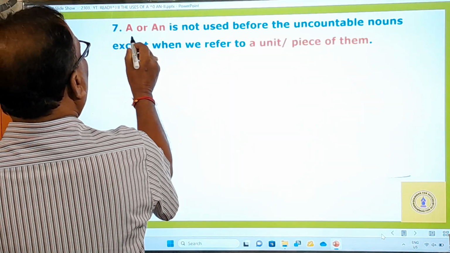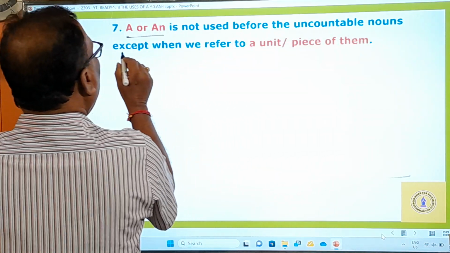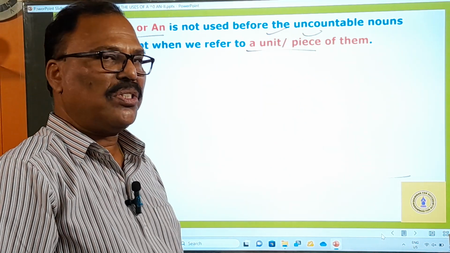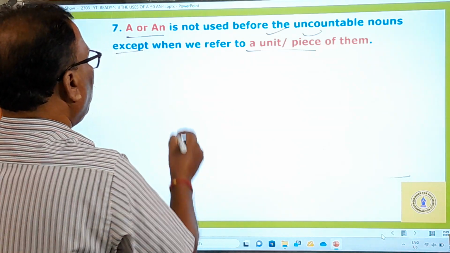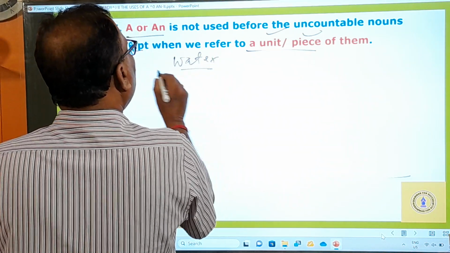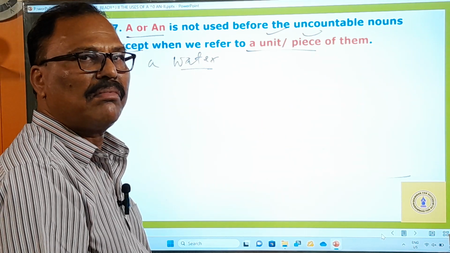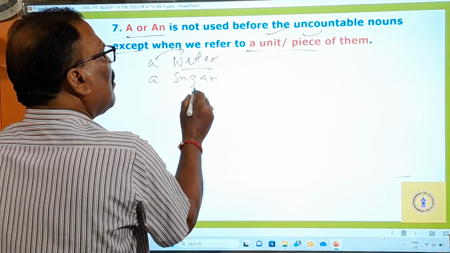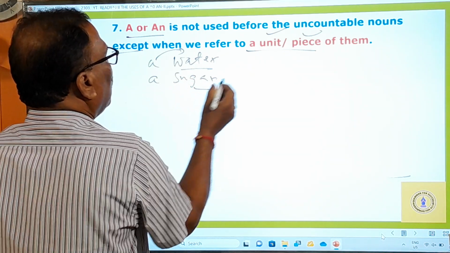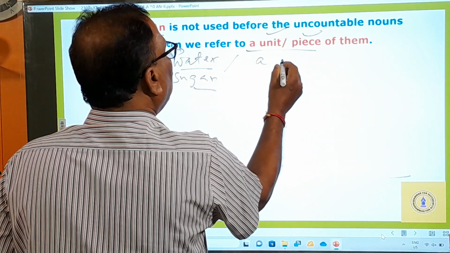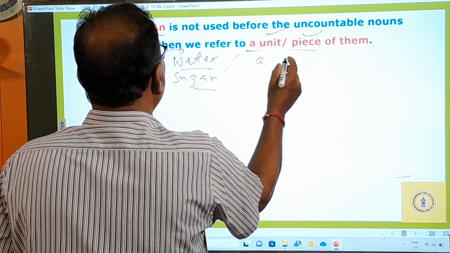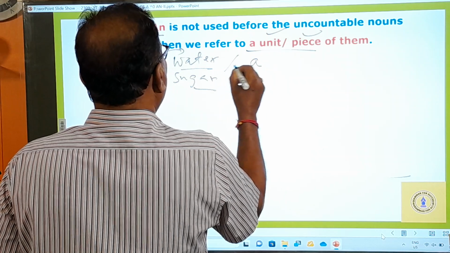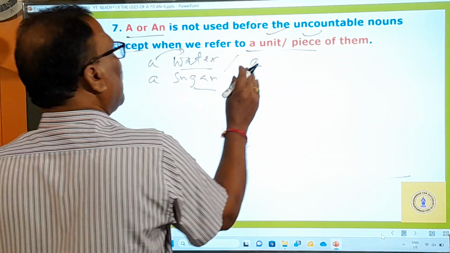And here, a or an is not used before the uncountable nouns except when they refer to a unit. Usually a or an is not used before an uncountable noun. For example, water is there. Can you say, will you give me a water? No. Can you say a sugar? Countable noun, uncountable. Water is an uncountable noun. Sugar is an uncountable noun.